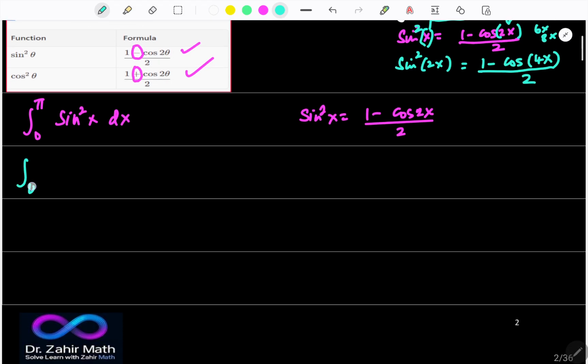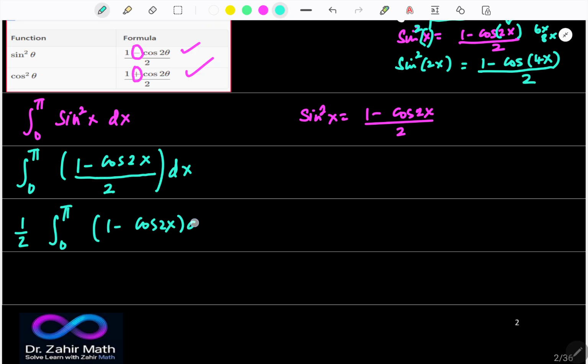Right. So this equals integral from 0 to pi, sine square is (1 minus cosine 2x) divided by 2. Clear all of you? What is sine square x? Sine square x is (1 minus cosine 2x) divided by 2. So this equals 1 by 2 comes out, integral from 0 to pi of (1 minus cosine 2x) dx. So this equals what? 1 by 2. Integration of 1 is x. Integration of cosine 2x is sine 2x over 2.